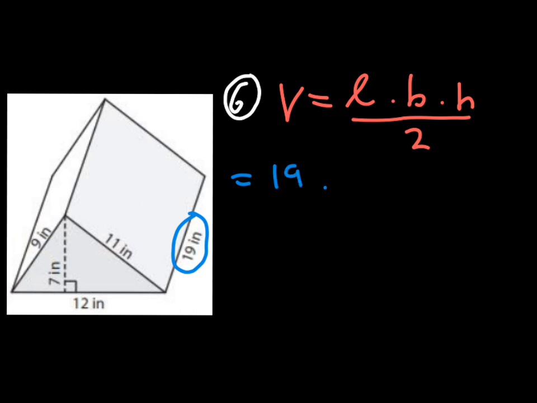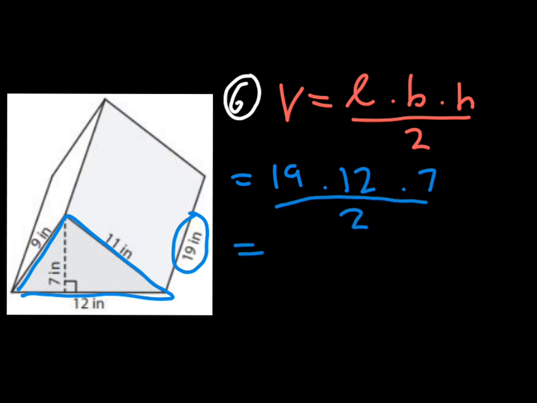19. And once again, the base and the height refer to that triangle. So the base of this triangle is 12 and the height is 7, and that is all over 2. Now we can type that into our calculator and we will get 798, and we are working in inches and we cube it since we are working with volume, and that is our final answer for question number 6.